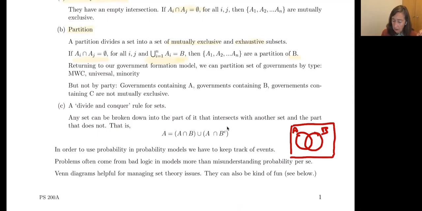You can always partition A in terms of the part of A that overlaps with B, that's this part, and the part that doesn't. And that's just super useful when we're trying to figure out whether something's true about events or about the probabilities assigned to them, to know that we can break down events in this way.